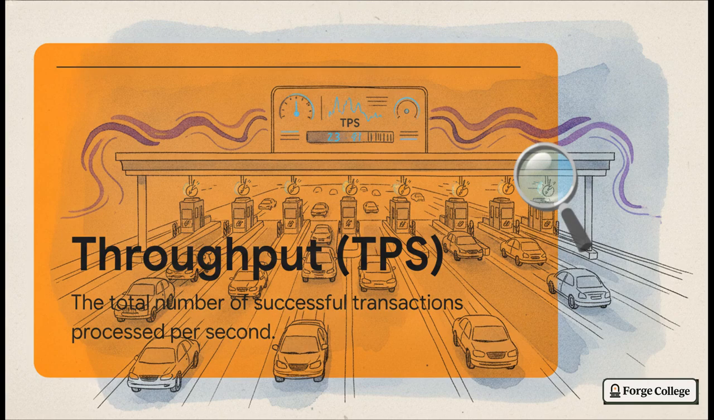Once we unleash this script and start turning those knobs, we need to know how to actually read the dashboard. The first major metric we look at is throughput. This is generally measured in TPS, or transactions per second. I like to think of this using a super simple traffic analogy.